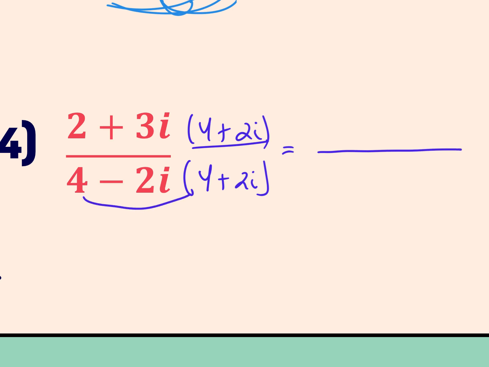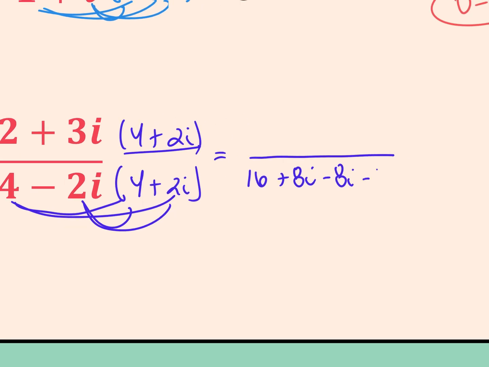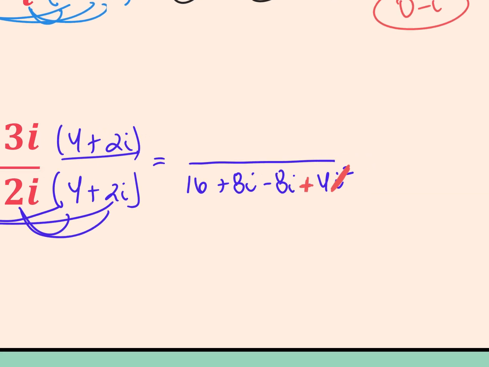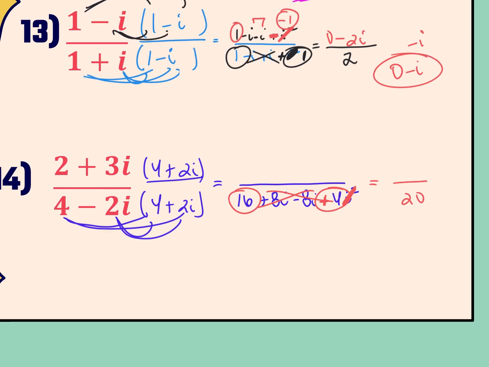4 times 4 is 16. 4 times 2i is plus 8i. Negative 2i times 4 is minus 8i. And then negative 2i and a positive 2i. Minus what? 4i squared. As soon as you see that i squared, what do you do? Cross it off and change the sign. Make sure you guys do that every single time. So now what happens here, guys? Real with real. 16 plus 4 is 20. Good. And then what happens with positive 8i and a negative 8i? They cancel. So it's exactly what we needed to happen. Did it happen? Yes.